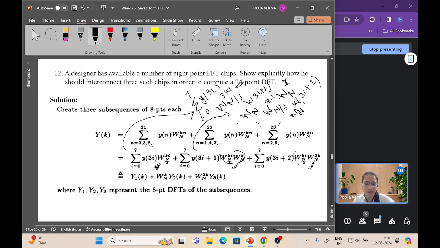Here we are dividing into three parts, so this term is represented as Y1(k), and this is represented as Y2(k), let's assume that, and the extra factor will be multiplied with Y2(k). Similarly, in this sequence also, W_n^{2k} Y3(k), because the third sequence DFT is represented as Y3(k), right? Y1, Y2, Y3 represent the 8 point DFTs of the subsequences. So the designer can take this solution to compute the 24 point DFT if he has only 8 point FFT available. So it will be Y1(k) plus W_n^k Y2(k) plus W_n^{2k} Y3(k), right?